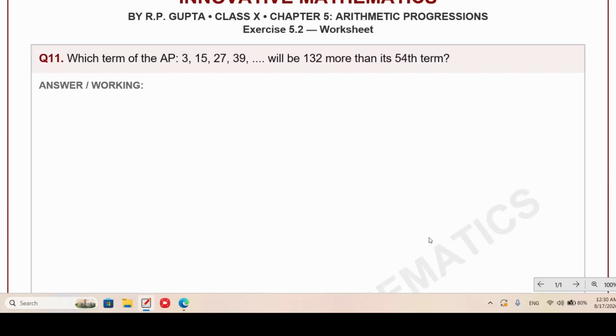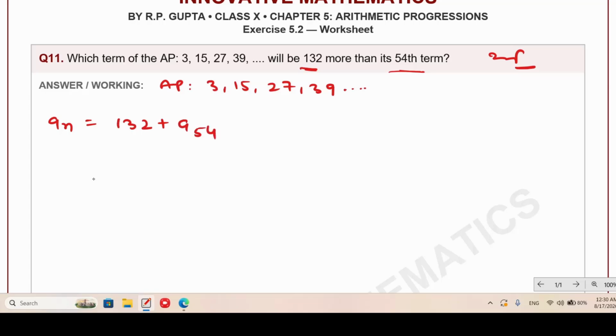Now, this is a very important sum again. The AP is given: 3, 15, 27, 39. Now it asks which term is 132 more than its 54th term. That means An is hidden here, which is An equals 132 more than its 54th term. Understood? So An is equal to 132 plus A plus 53D.